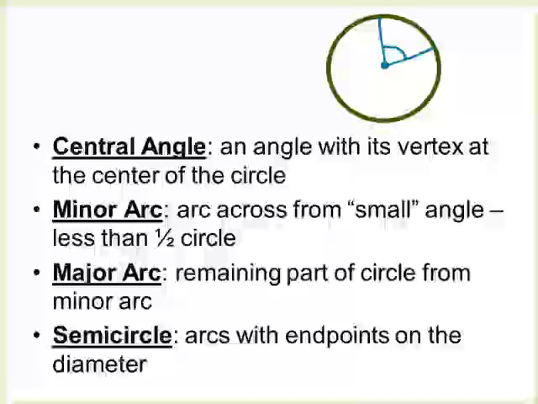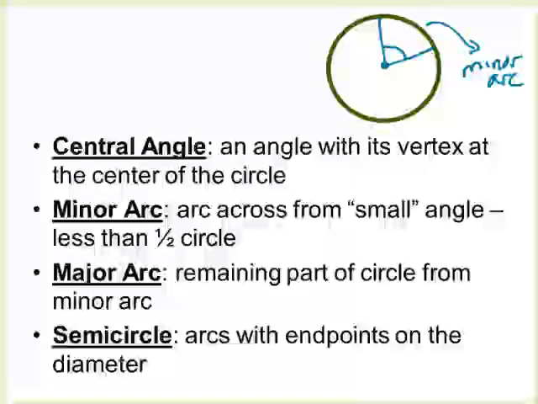A minor arc. What does the word minor usually mean? Small. So the minor arc is the small arc across from a central angle. A minor arc is a small arc that would be across from a central angle. Minor meaning small, meaning it must be less than half of the circle. Okay? Less than half of the circle for a minor arc.